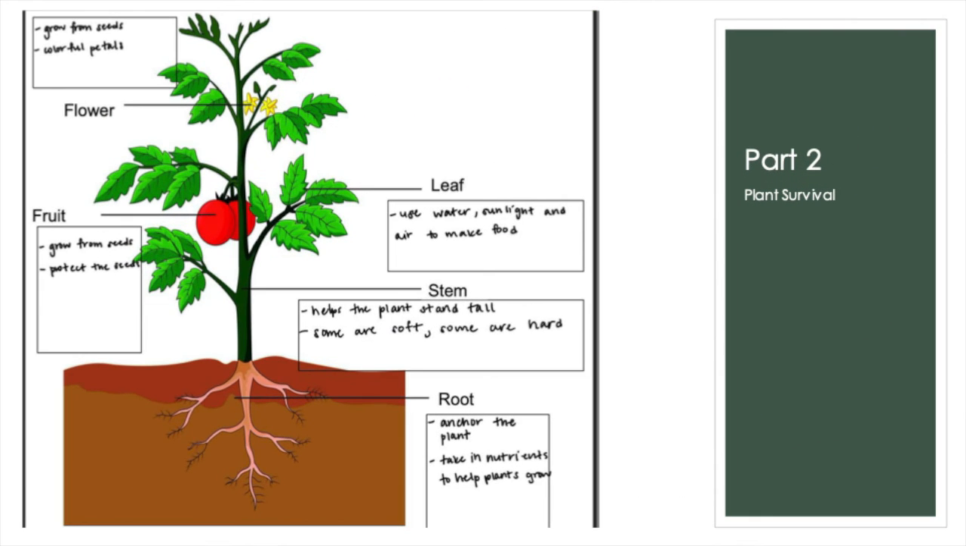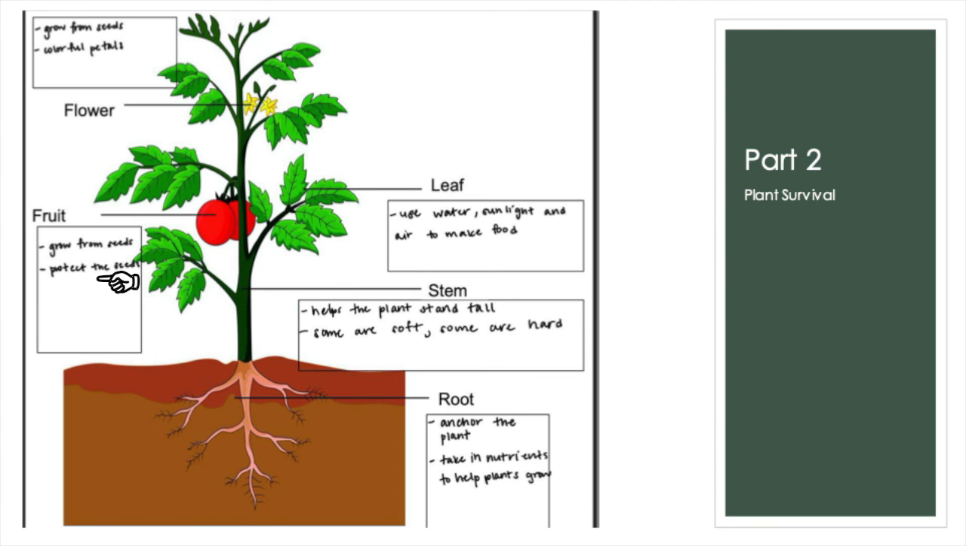Okay, hopefully you have your plant survival mission log or graphic organizer. It should look just like mine right now. You should have all 5 of your boxes filled out with more information on how plants use these different parts for survival. Let's go over what Ms. Valdez wrote in hers. Plants have flowers that grow from seeds, and they have colorful petals.